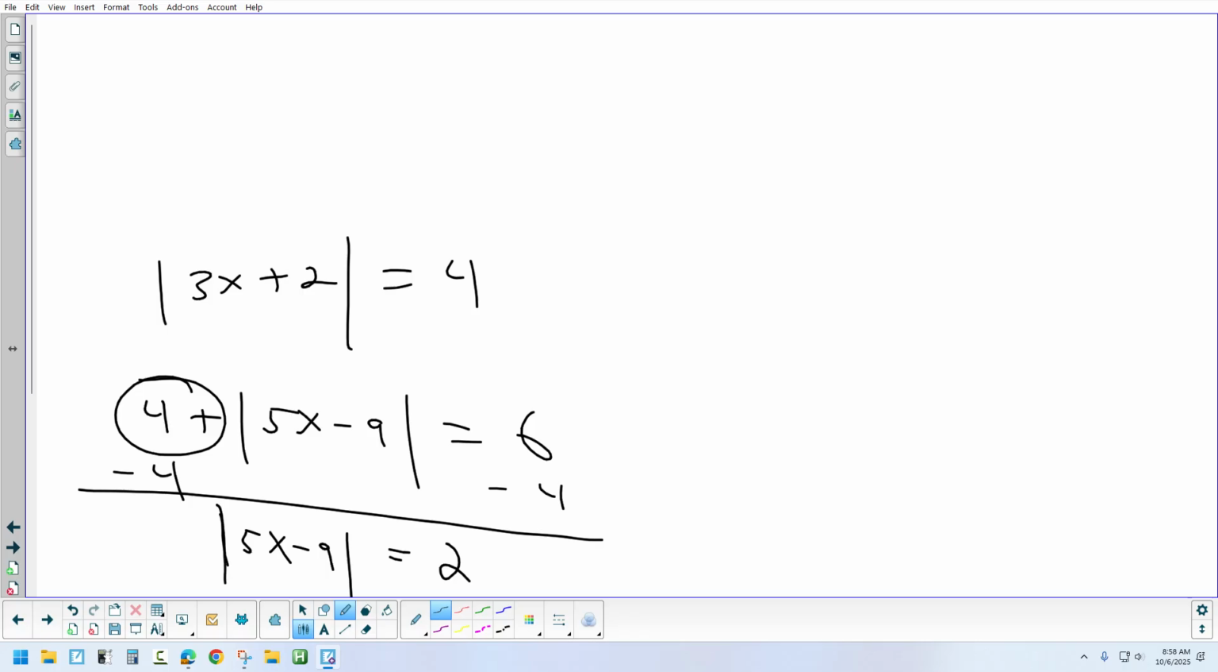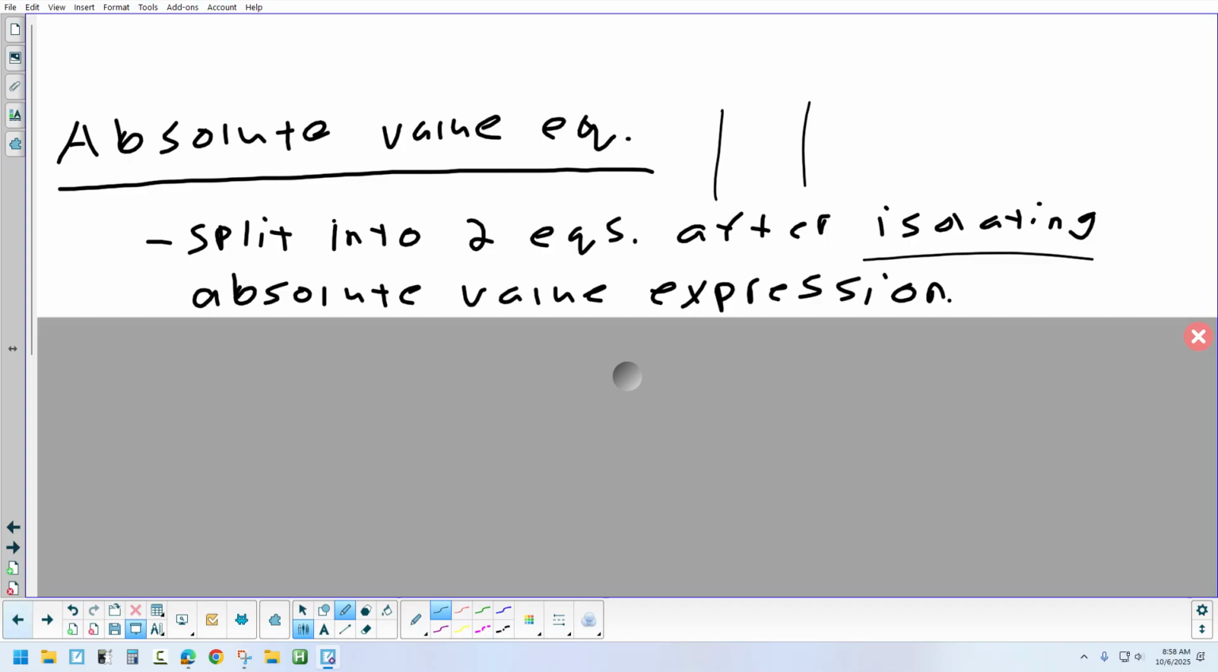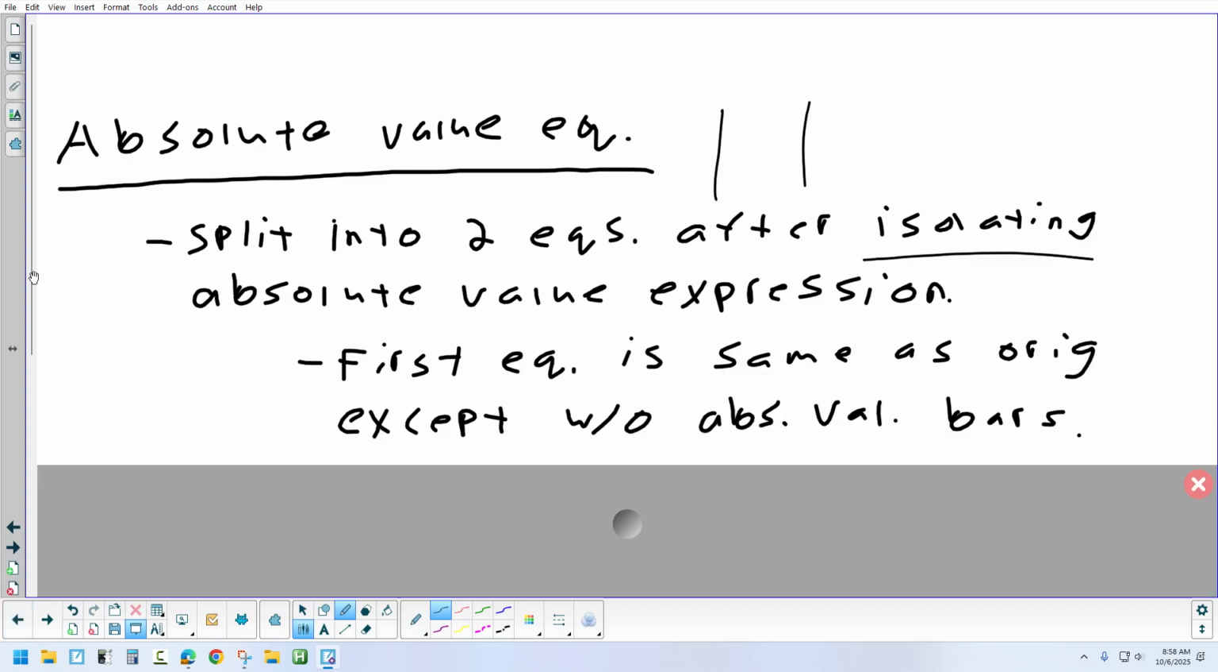Okay. Same idea if you had a number in front, like 3 times the absolute value. That's another example where absolute value is not alone. You're going to have to move the 3 to the other side. How would you move the 3 this time? Yep, divide by 3. Exactly. Okay, so that's always the first step. Make sure the absolute value is isolated. Then we're going to split it into two problems.